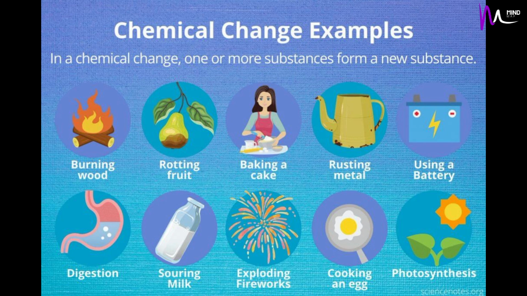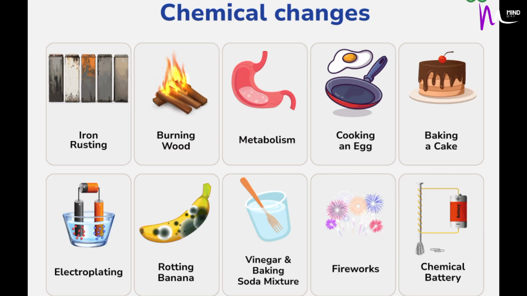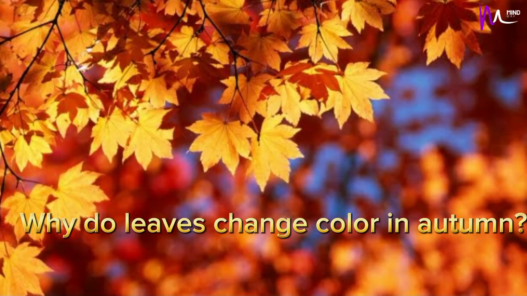Examples of chemical changes are burning wood, rotting fruit, baking, rusting, using a battery, digestion, souring milk, exploding fireworks, cooking an egg or vegetables, photosynthesis. Some more daily life chemical changes. Why do leaves change color in autumn?